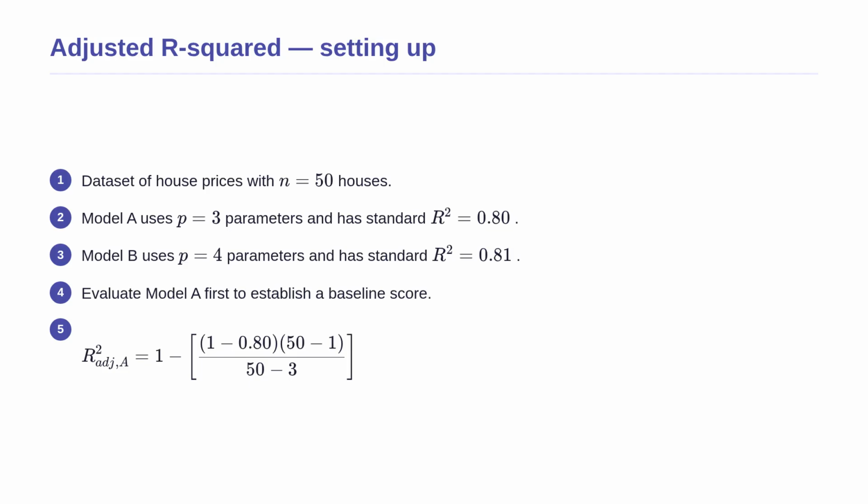Before we move on, let us see this formula in action with a concrete example. A researcher is predicting house prices using a dataset of 50 houses. They have two models. Model A uses 3 parameters and has a standard R-squared of 0.80. Model B adds a new variable, bringing it to 4 parameters with a slightly higher standard R-squared of 0.81. We need to determine which model is better. We will start by evaluating Model A to establish a baseline. We substitute our given values into the formula, preparing to penalize the model based on its 3 parameters.